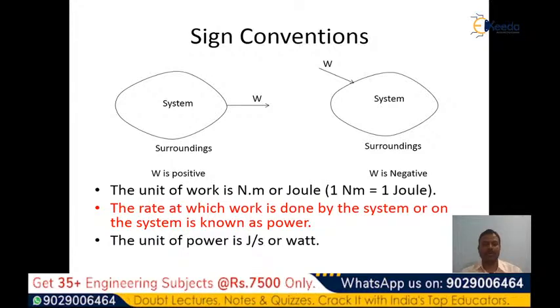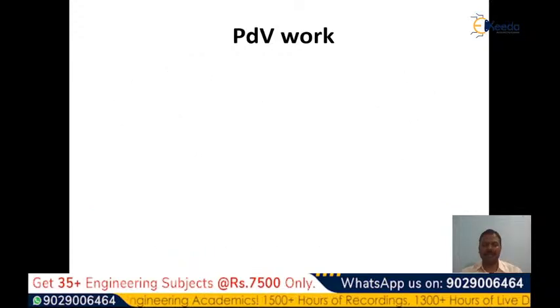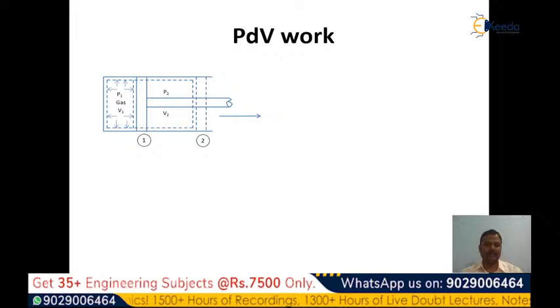So if 1 watt of power is produced, that is work done either on the system or by the system in 1 second, then that is 1 watt. After the sign convention, let us discuss PdV work. For that, let us select a piston and cylinder arrangement.